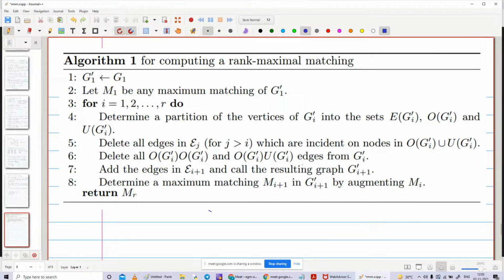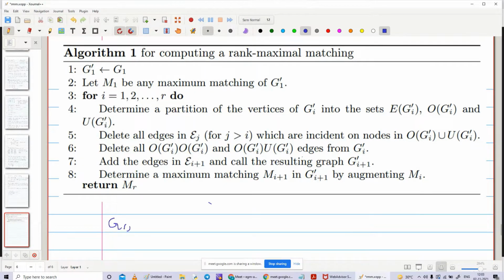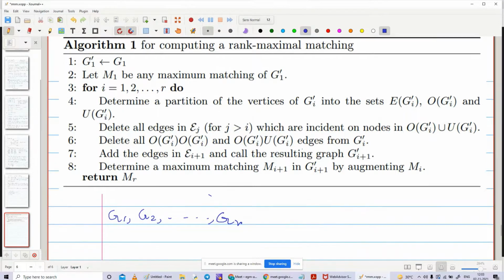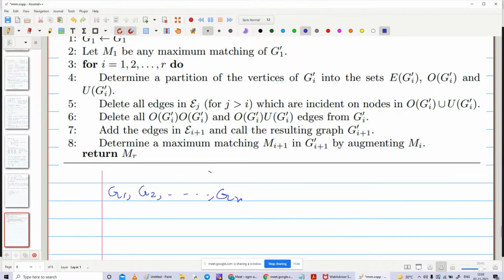So what we had done was we had this graph called G1, G2, up to Gr. Do you remember what these Gi are? Here Gi was A union P, comma, not just rank I edges, but all the edges of rank less than or equal to I. Okay, so this is Gi.